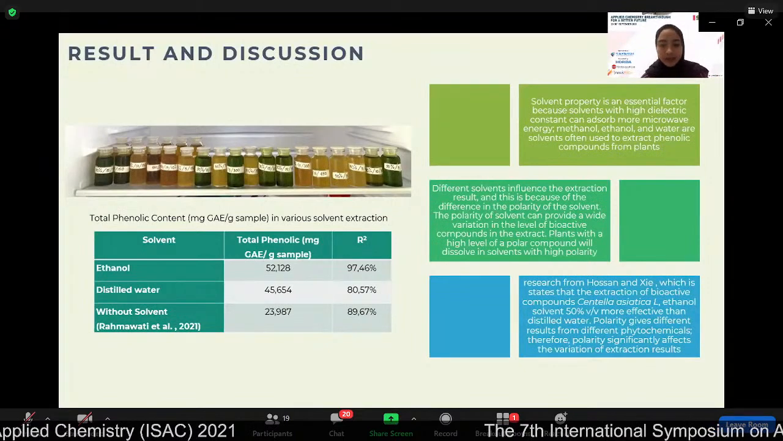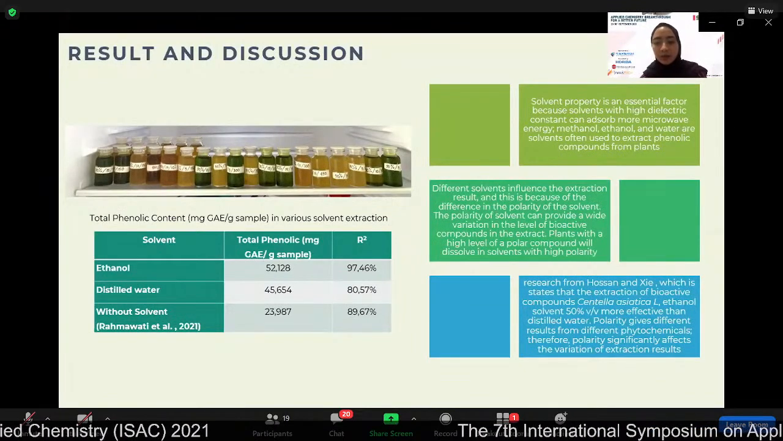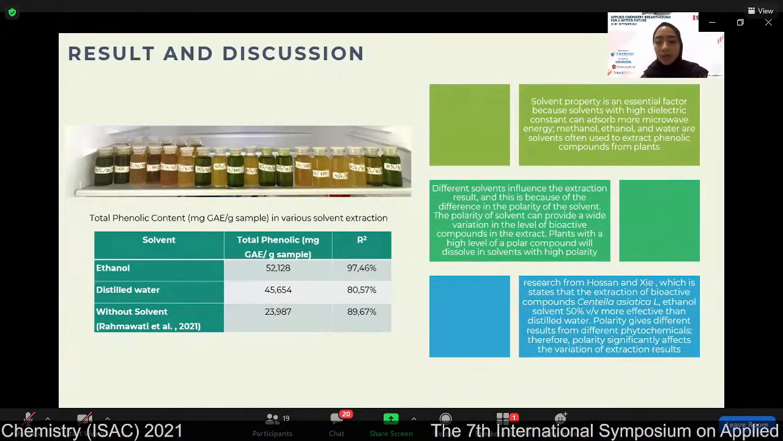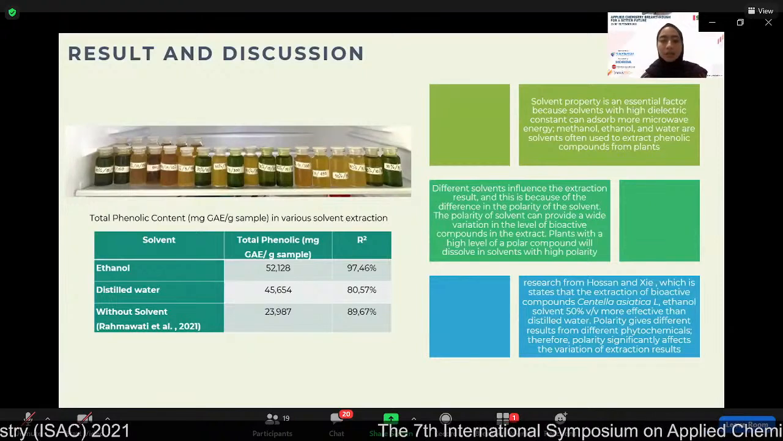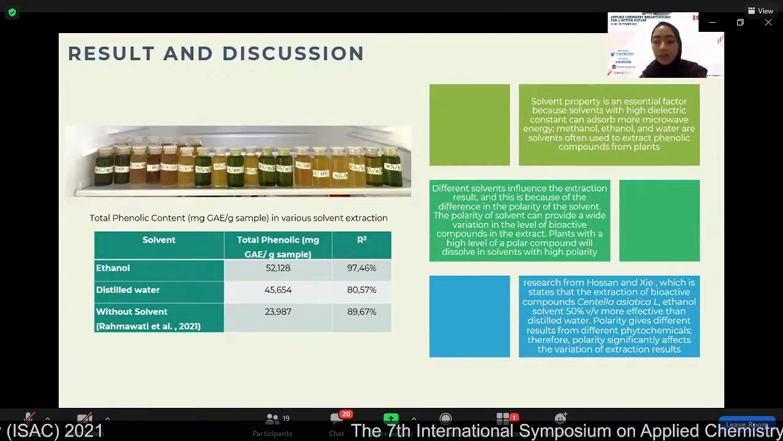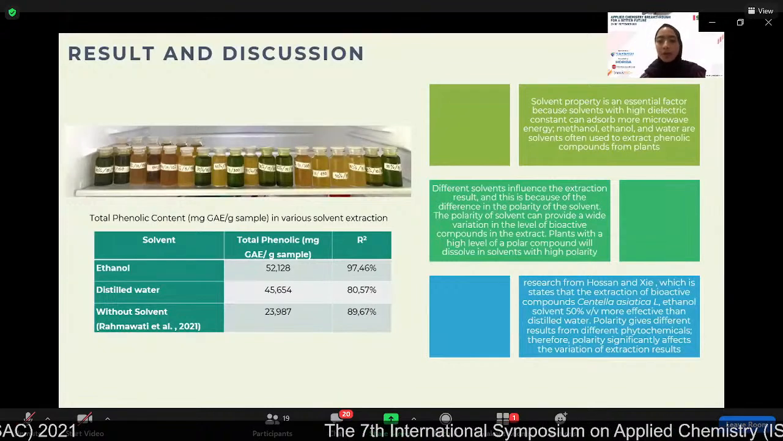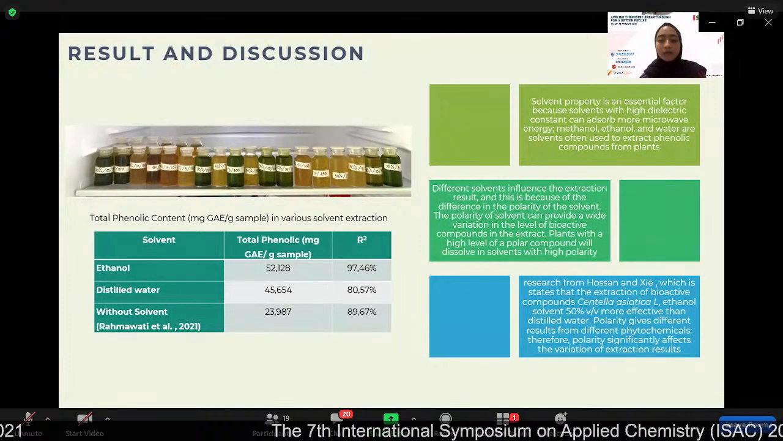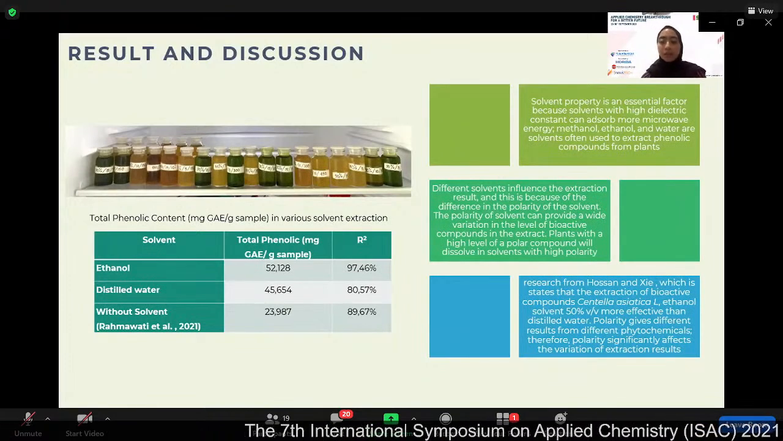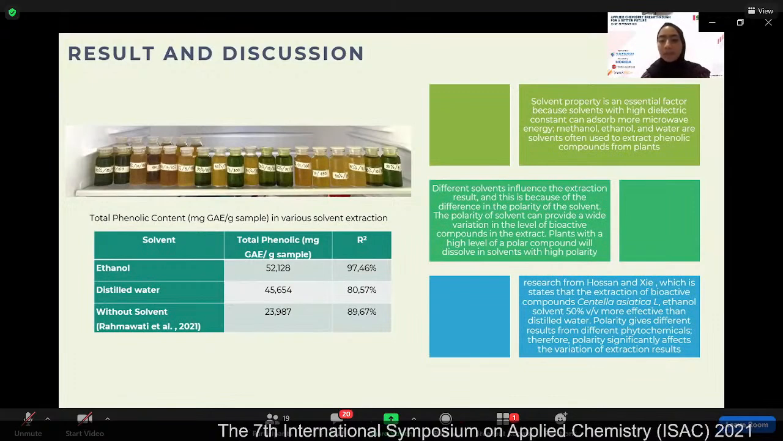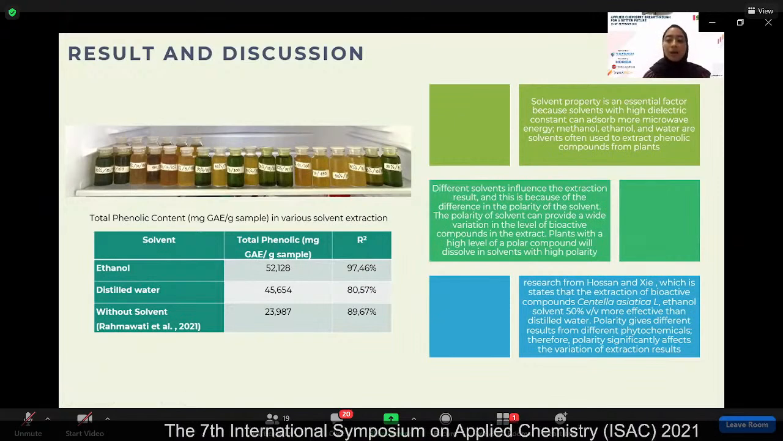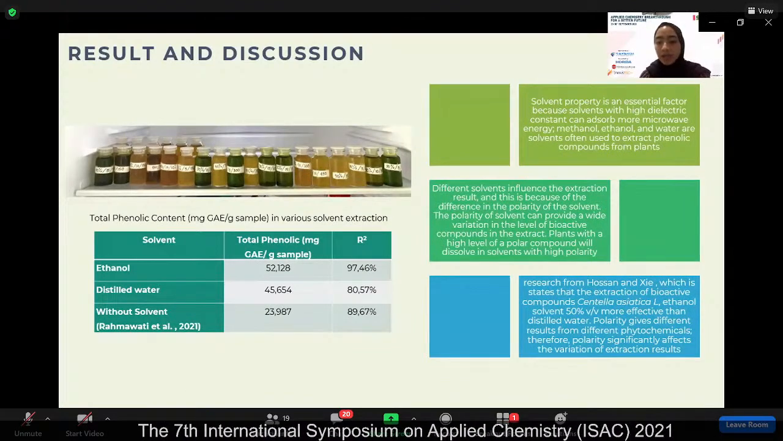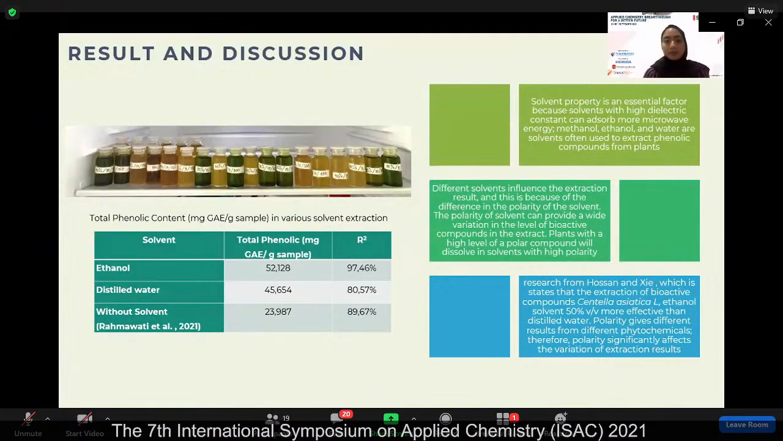But in this case, solvent with 50% ethanol concentration is more effective than distilled water, and this is similar to research from Kosan and C, which states that extraction of bioactive compound with 50% ethanol solvent is more effective than distilled water, and this polarity gives different results for different phytochemicals. Therefore, polarity significantly affects the variation of the extraction result.